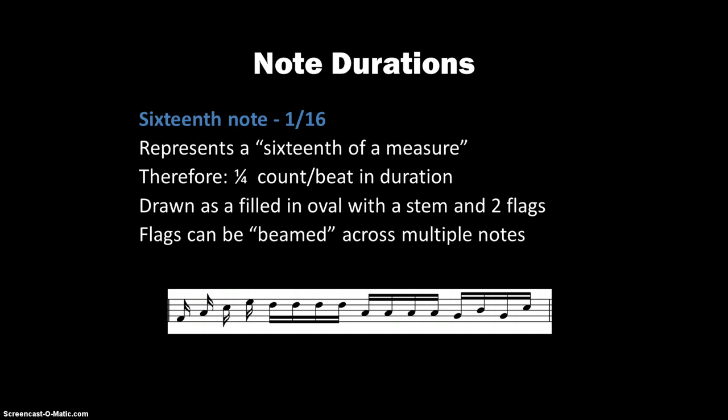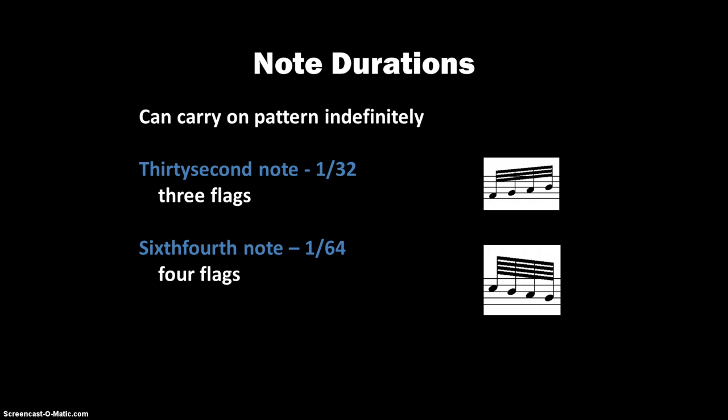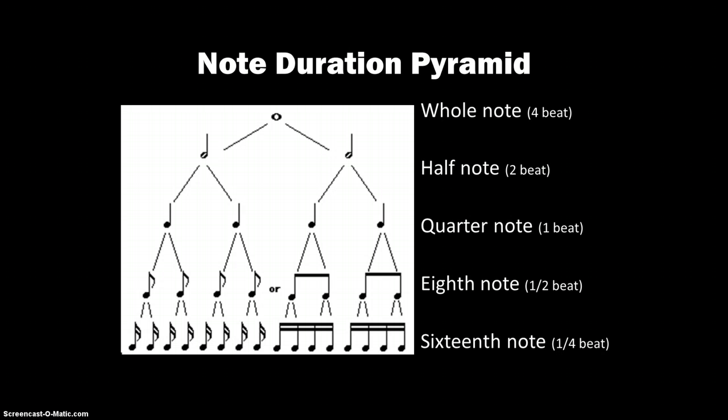A 16th note is 1/16 of a measure, or there are 16 of them in a measure of 4/4 time. It looks a lot like an eighth note, except that it has a double flag or a double beam. And there are 4 16th notes in 1 quarter note, so it's a quarter of a quarter. It gets pretty confusing the lower we go here. You can keep going with this pattern. We're not going to explore that today, but obviously you've got a 32nd note, a 64th note. Those are a little bit more rare, but you might encounter those in more advanced literature.